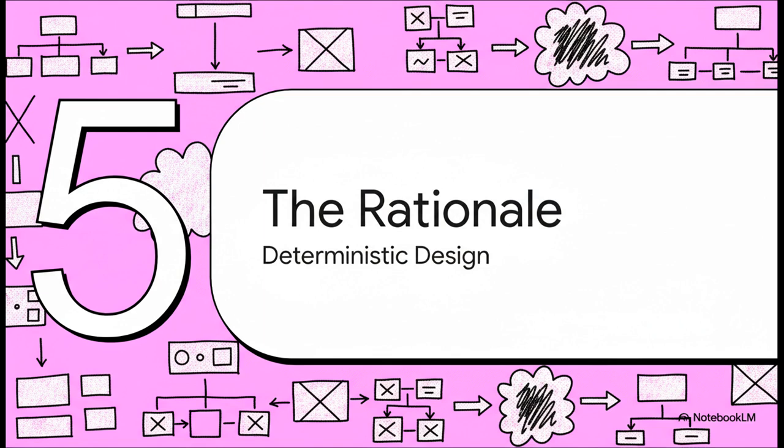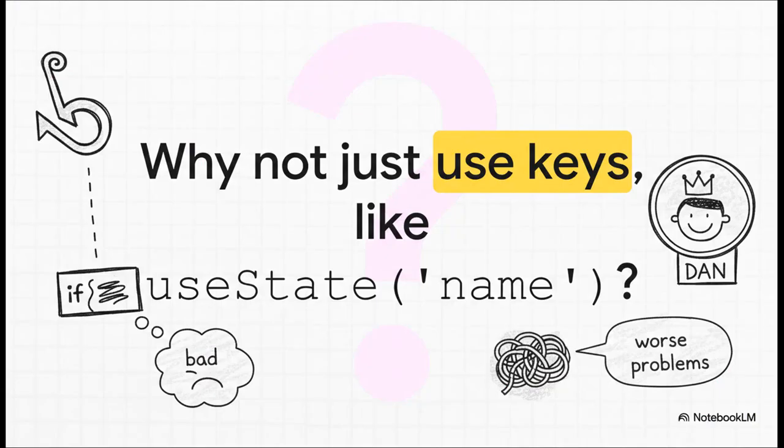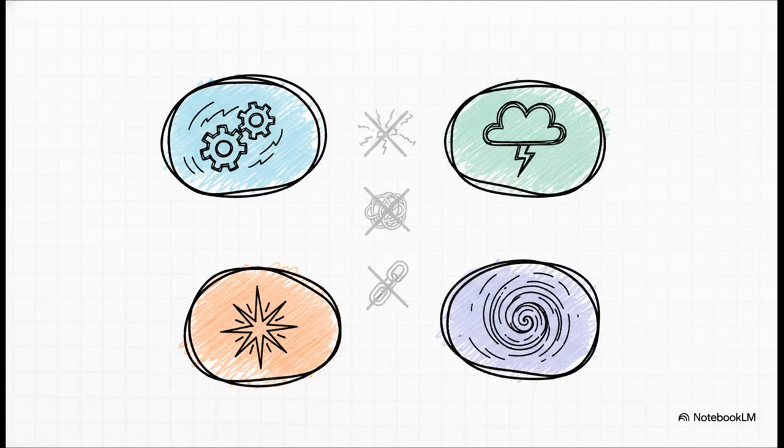And to see just how clever it is, let's look at another idea that a lot of people suggest, one that the React team thought about and decided against. Why not just use keys? You know, something like useState with a string, like name. That seems like it would solve the call order problem, right? You could finally put hooks inside if statements. But as Dan Abramov from the React team has explained, this would actually create way worse problems. Oh man, it would open up a huge can of worms.